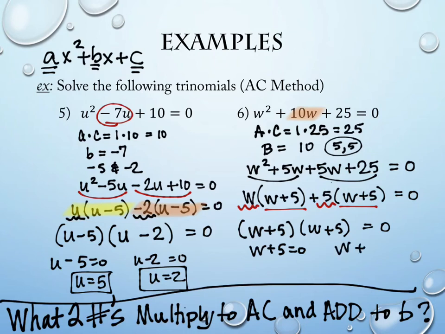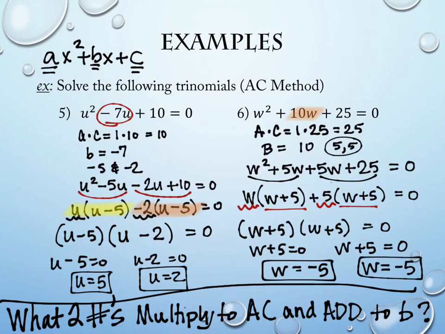I can set each part equal to 0. They happen to look exactly the same this time. I mentioned that being a possibility earlier. We hadn't seen one yet. So on this one, w equals -5 is the only solution. It happens twice. You don't necessarily have to write w equals -5 twice, because there is only one solution to that particular problem.